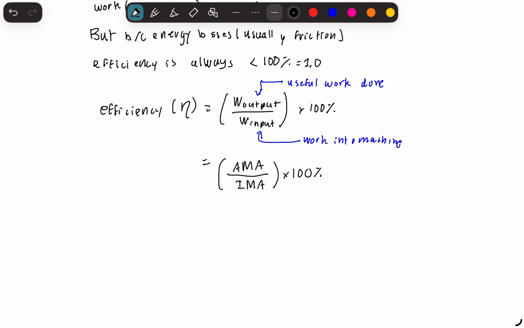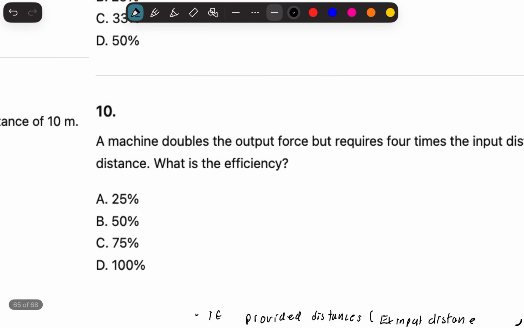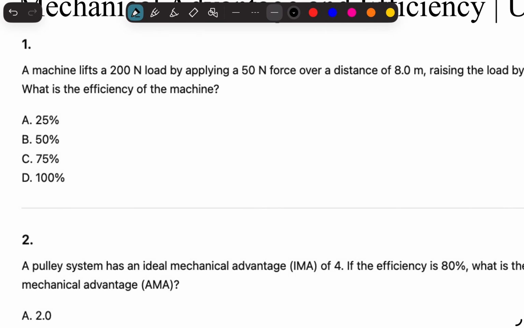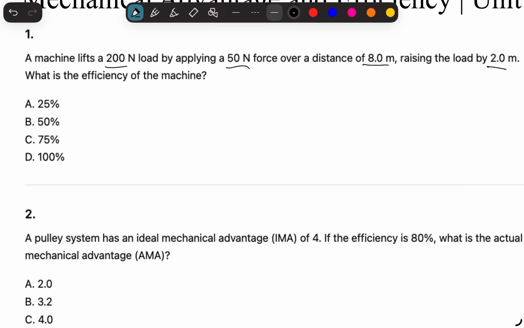Now, let's do some practice MCQ with this topic. So let's say we have a machine that lifts a 200 Newton load by applying a 50 Newton force over an 8.0 meter distance, raising the load by 2.0 meters. What is the efficiency of the machine?